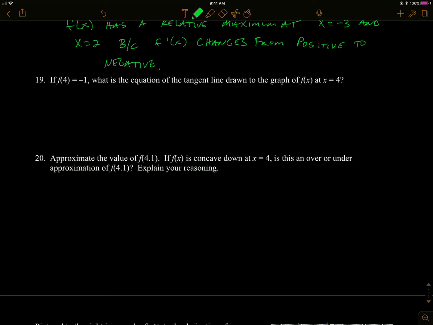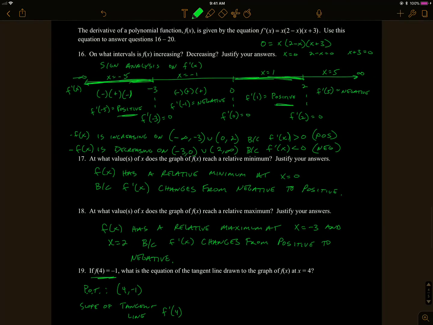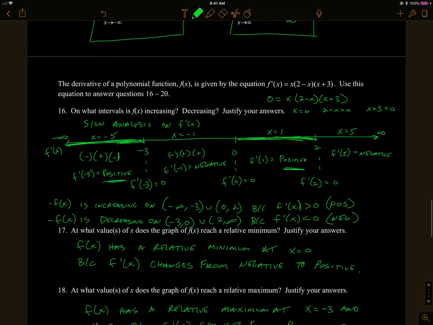Now they're going to give us some more information about f here, and have us find the equation of the tangent line. So first, I know the point of tangency is going to be (4, -1) because of that information. The slope of the tangent line will be whatever f prime of 4 is.